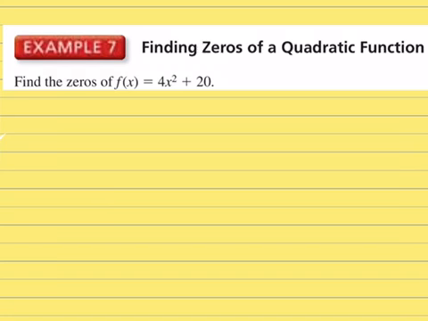So, finding the zeros is no different. It's still solving for x. Instead of writing f of x, we could have called this y. It doesn't really matter, but we're solving for x. So we have 4x squared plus 20 equals 0. We subtract that 20 over. We have 4x squared is equal to negative 20. Divide by 4, we have x squared is equal to negative 5.